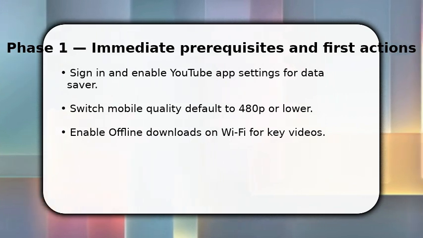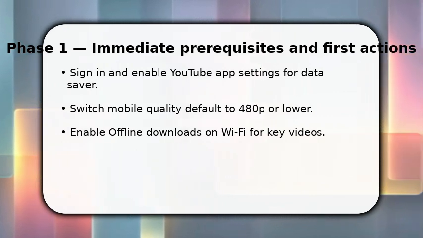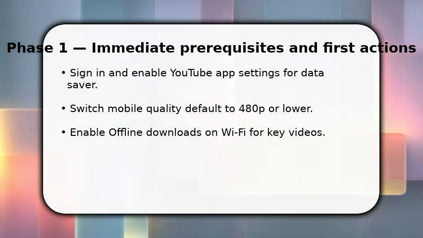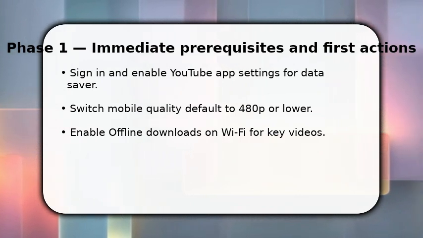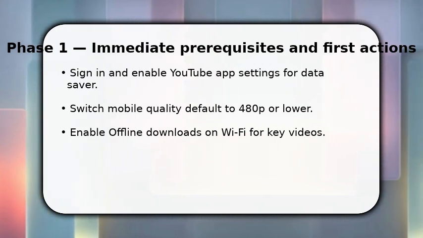Once done, enable offline downloads, but only on Wi-Fi. That way, you preload important videos when connected, saving cellular data later. Make sure background play is restricted. This prevents hidden streams using data while you multitask.